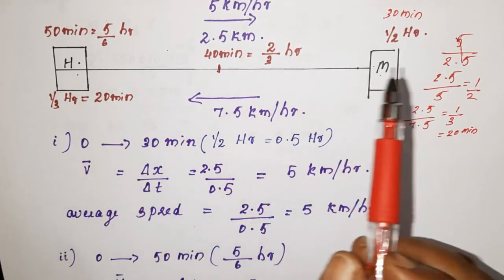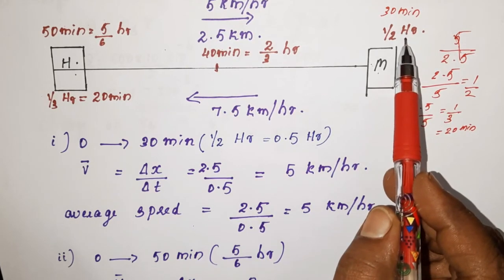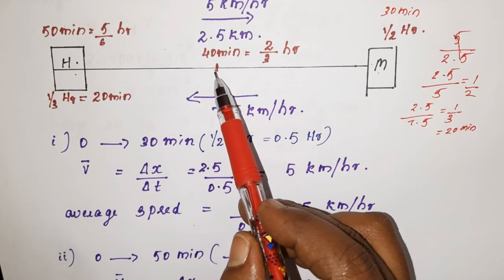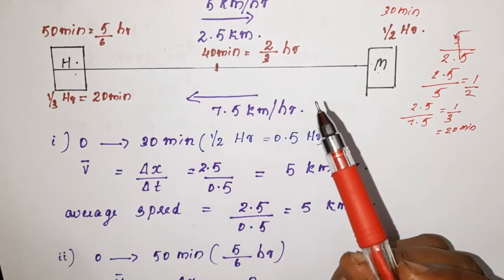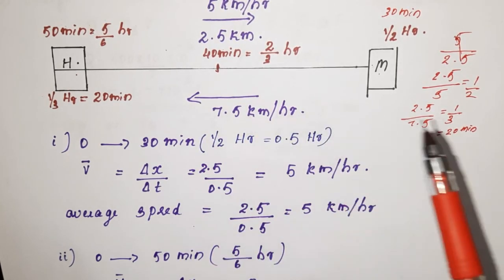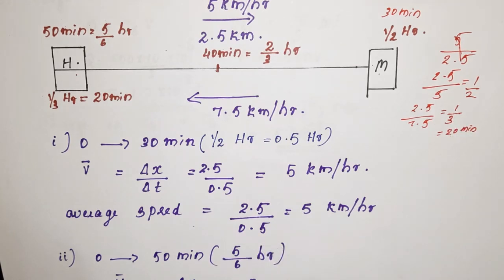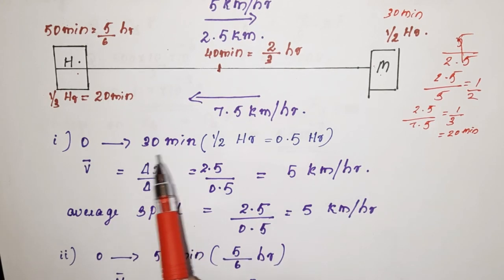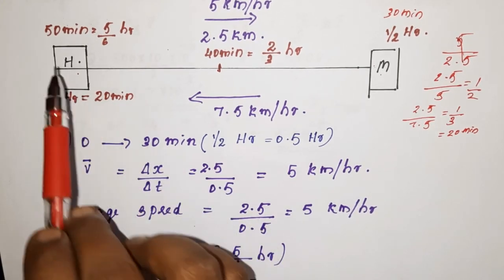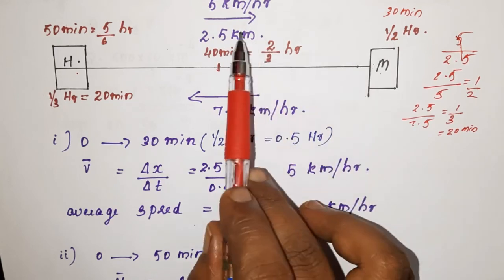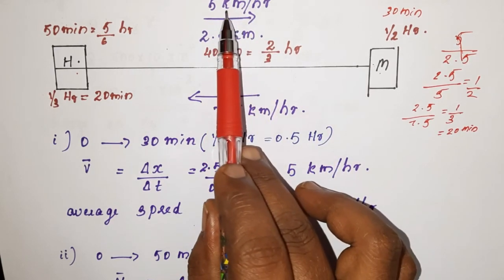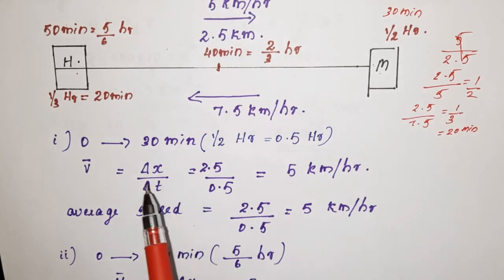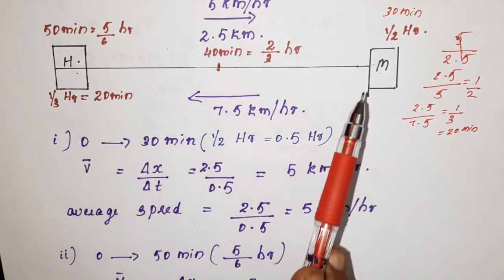So these are the positions. At the end of 30 minutes, he is in the market. At the end of 50 minutes, he is at home. And at the end of 40 minutes, he is at this position. Now, for all these time intervals, we can find the average velocity and average speed. First, 0 to 30 minutes. So for 0 to 30 minutes, the displacement delta x is 2.5 kilometer and the speed is 5 kilometer per hour, when he goes there.